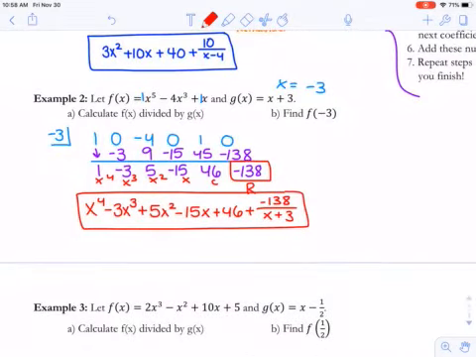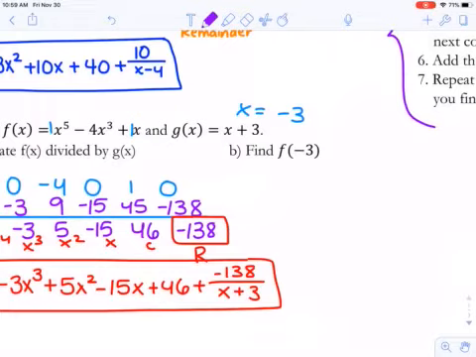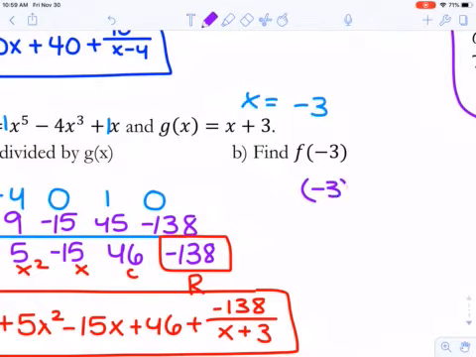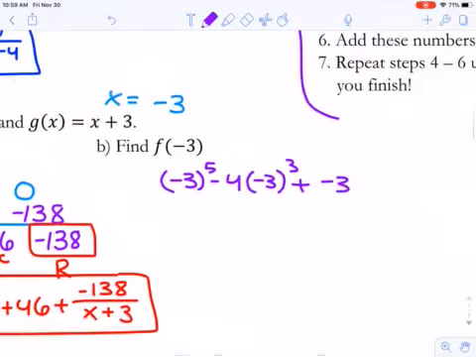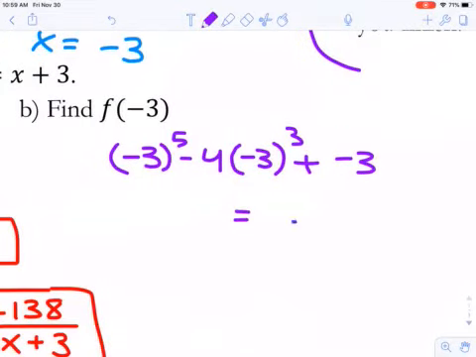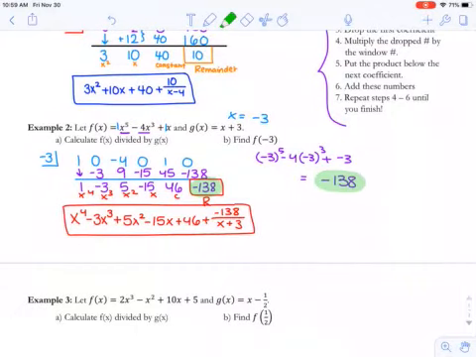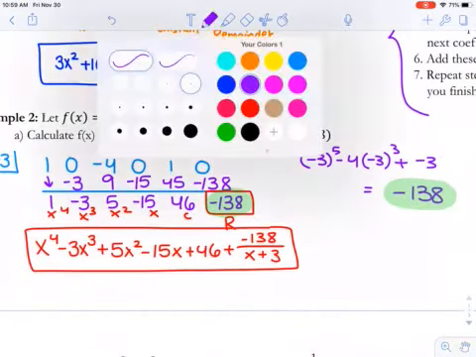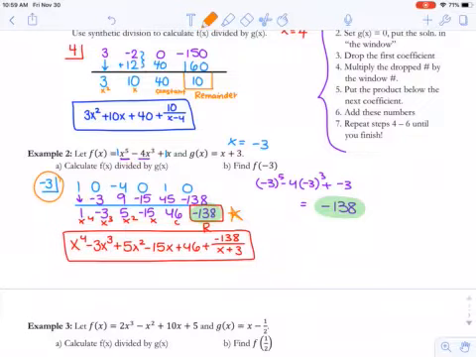Now here's something that's interesting. Let's find f of -3. Oh man, let's see. We're going to plug in -3 to the 5th power minus 4 parentheses -3 cubed plus -3. Plug that into your calc. If you do it correctly, you get -138. The observation we want you guys to make here is that this is equal to the remainder. This is a fact of life. Whenever you get the remainder, it is f of whatever that window number is, okay? That's actually called the remainder theorem, all right?